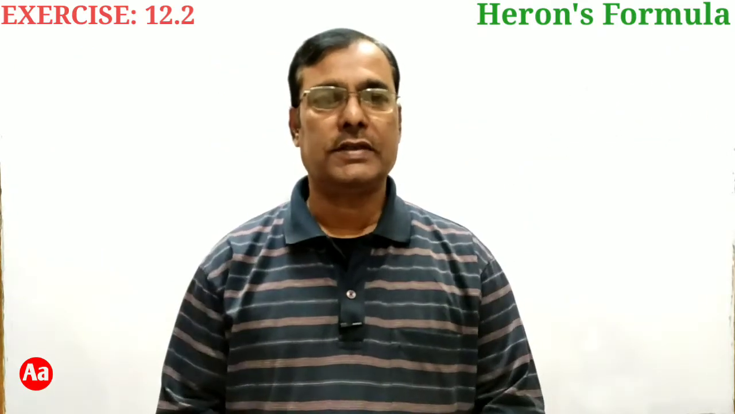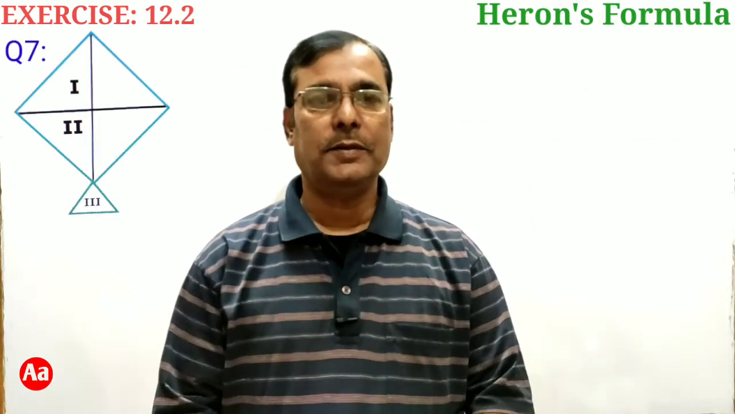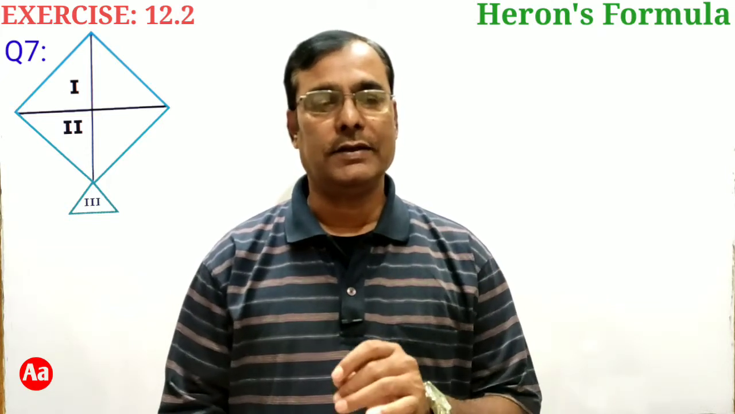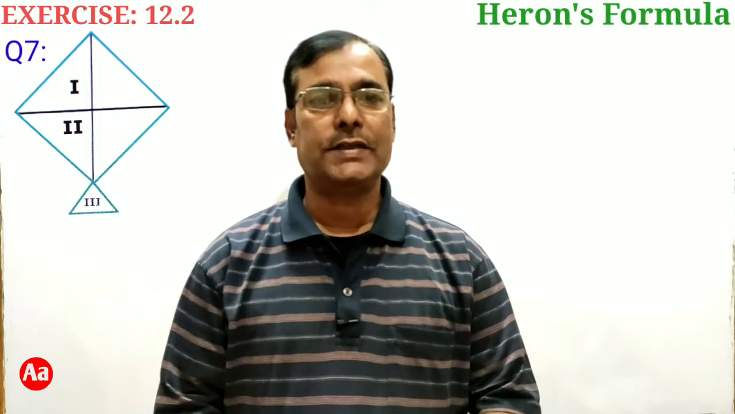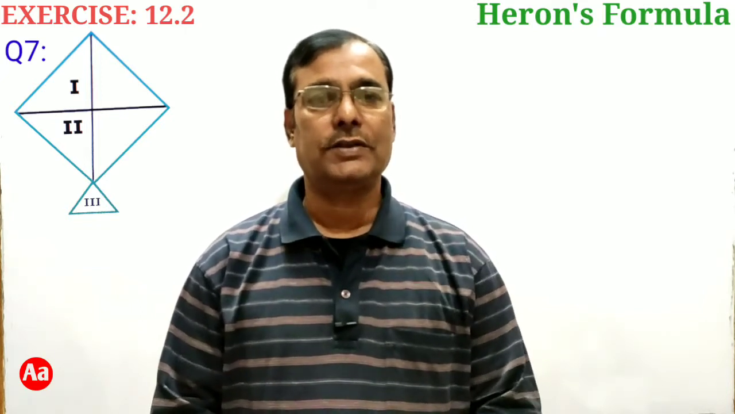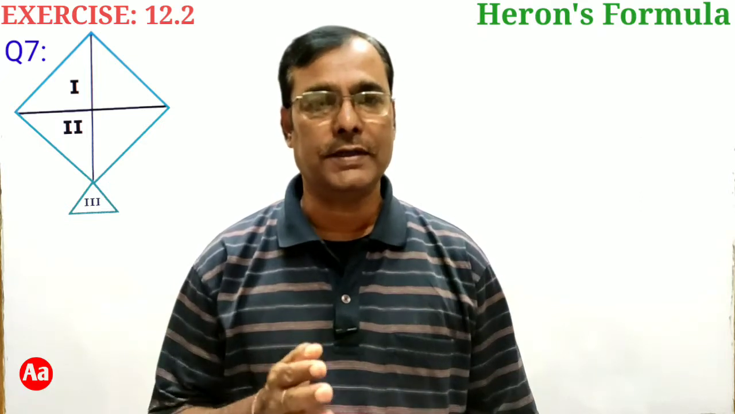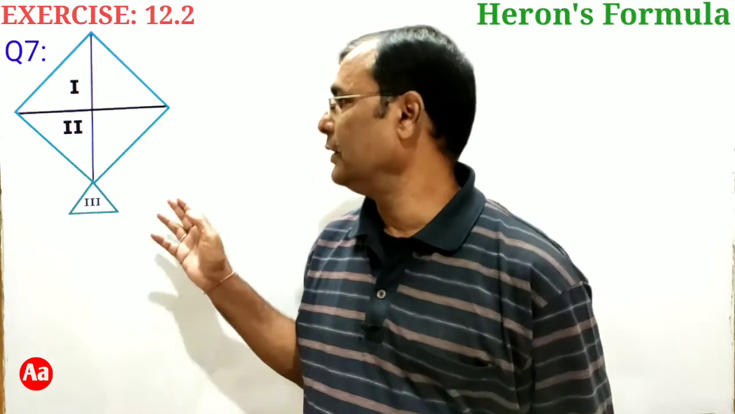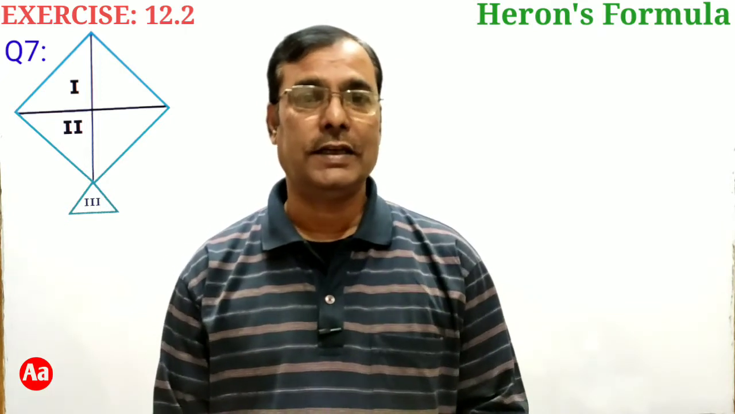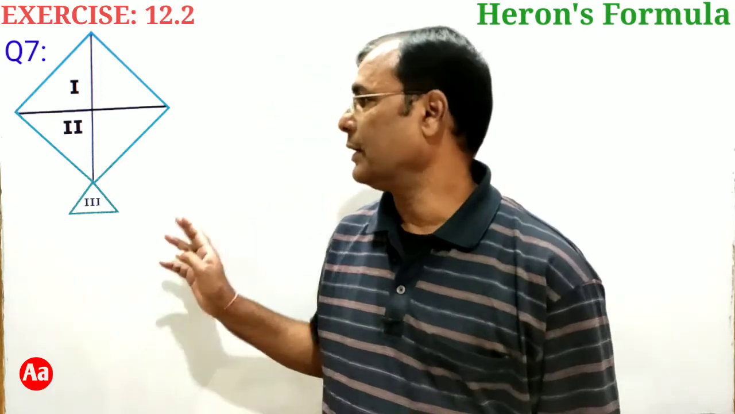Now question number 7. A kite in the shape of a square with a diagonal 32 centimeter and an isosceles triangle of base 8 centimeter and sides 6 centimeter each is to be made in 3 different shades as shown in this figure. How much paper of each shade has been used in this kite?